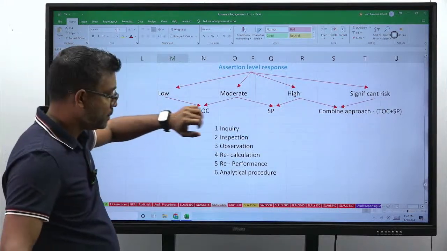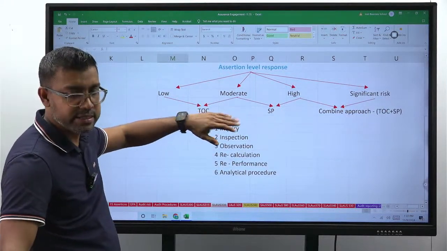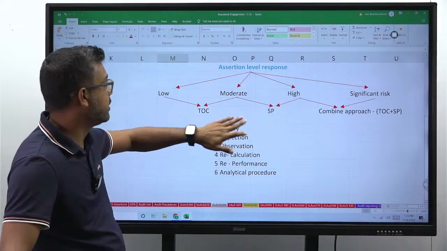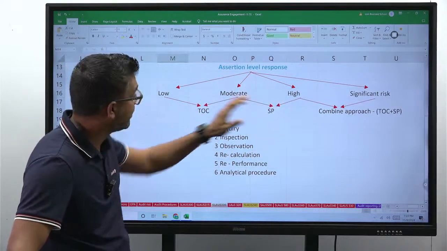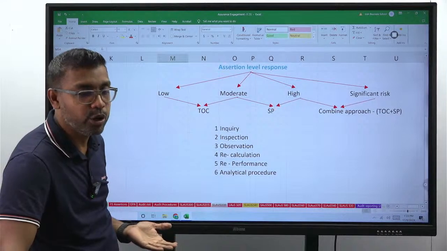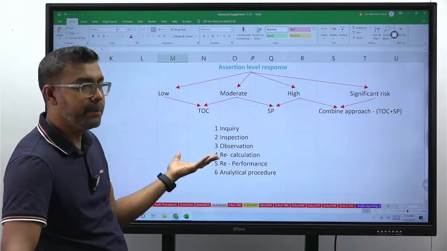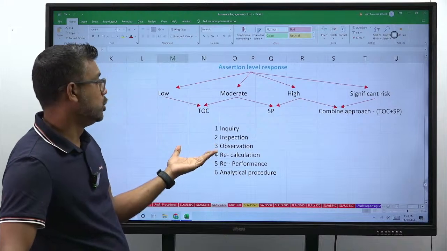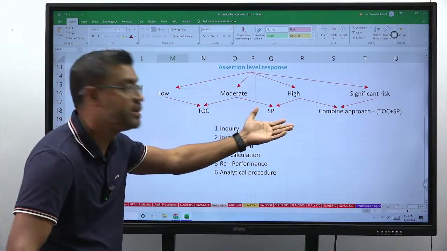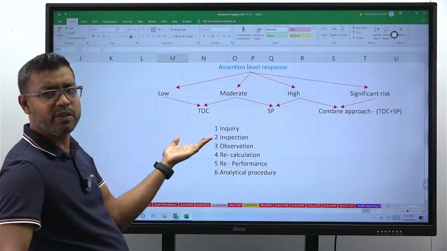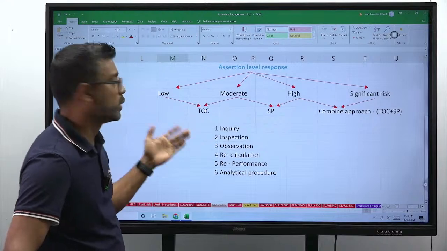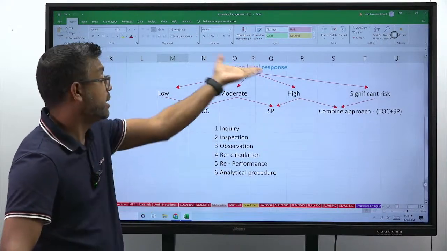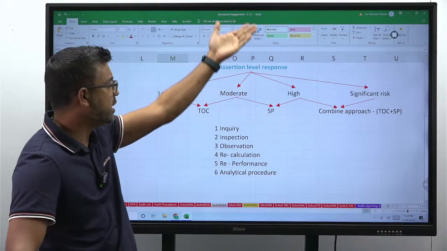Even though this classification, this guideline, is given by your standard, there is no restriction on performing substantive procedures even when risk is at a lower level. This is some sort of guideline, not a hard and fast rule. There's no restriction on performing substantive procedures when risk is at a low level. That's fine. But if you can be satisfied with test of controls, you can be satisfied with test of controls. But if the auditor decides otherwise, that is the auditor's judgment.